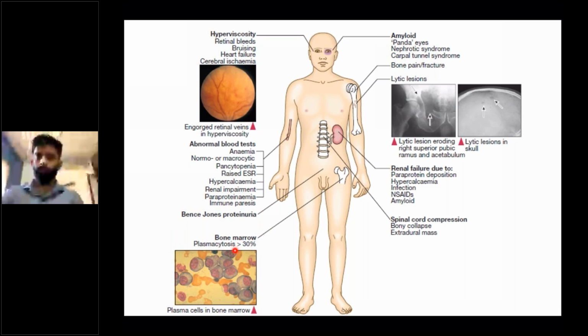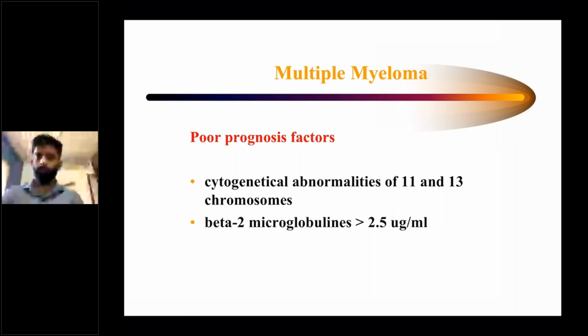And then bone marrow plasmacytosis greater than 30%. These are the plasma cells in bone marrow. So these are all the clinical and laboratory manifestations of multiple myeloma. This is just for summary's sake.